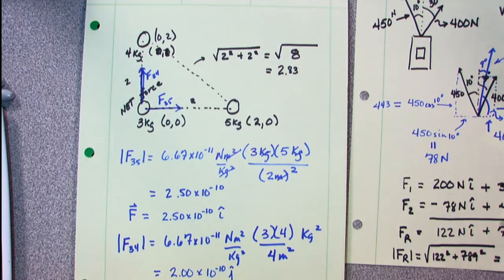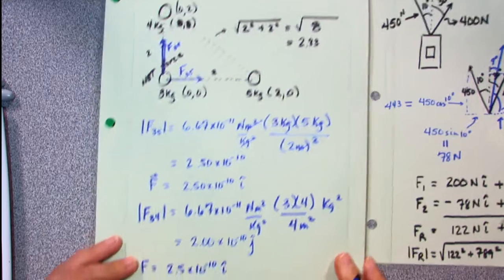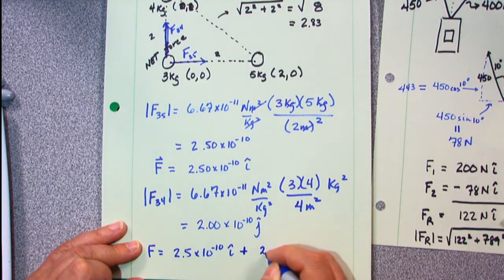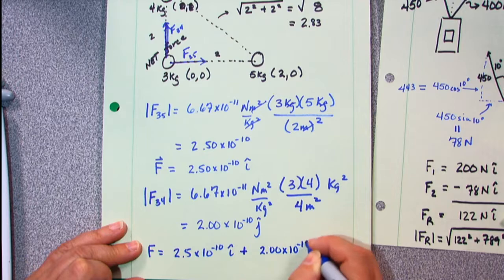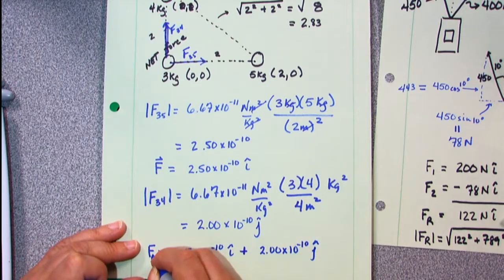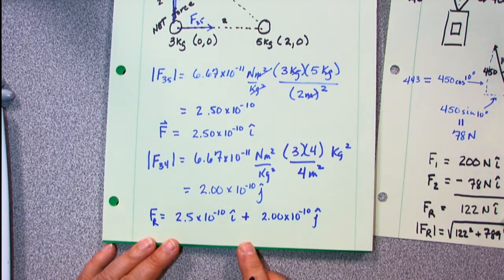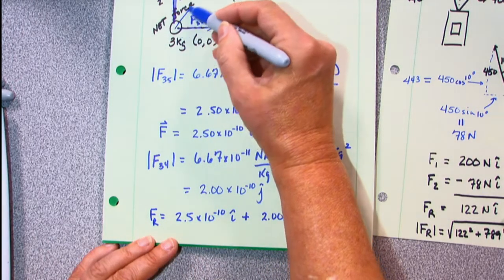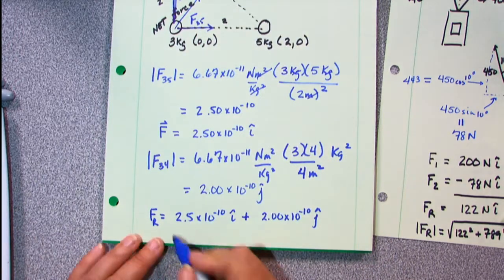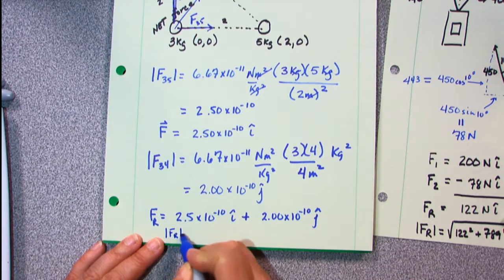So now my resultant force is going to be adding those together. I have nothing else in the x direction, so I get 2.5 times 10 to the minus 10, and I get 2.00 times 10 to the minus 10. This is my resulting force, which is going to have it go something like that. I can calculate the magnitude, and I can calculate the angle.